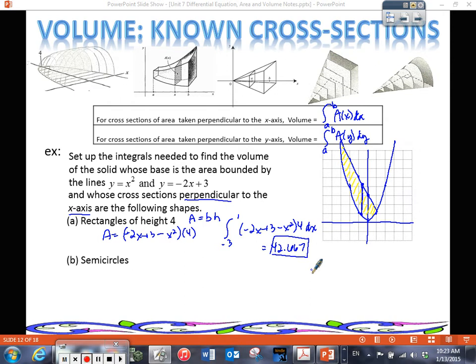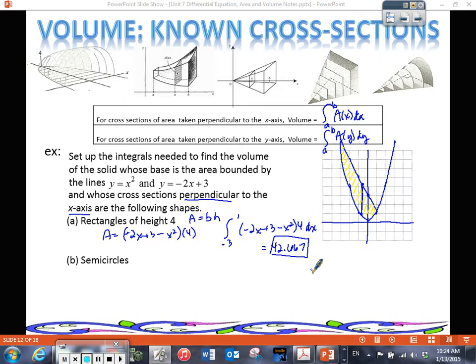Okay? Now let's use the same base. And let's say that we're going to use semicircles. Semicircles are going to be our cross-section that we're going to be working through. They're fine with that. More is better. If you use more than the thousandths, they're fine with that. Their guideline is accuracy to the thousandth.